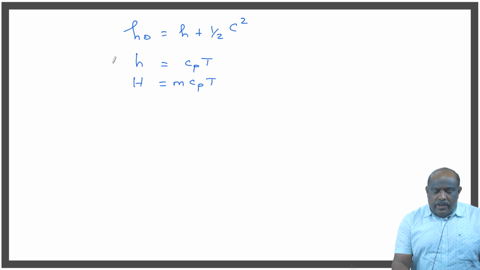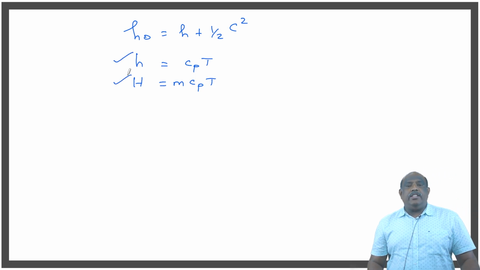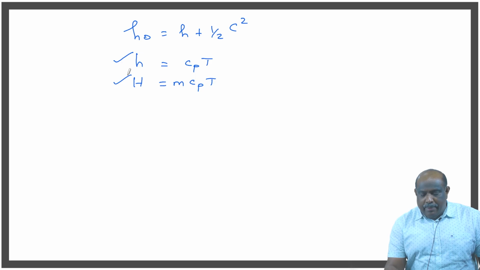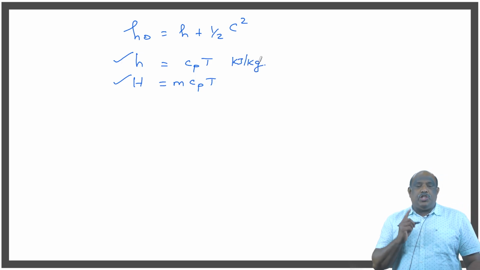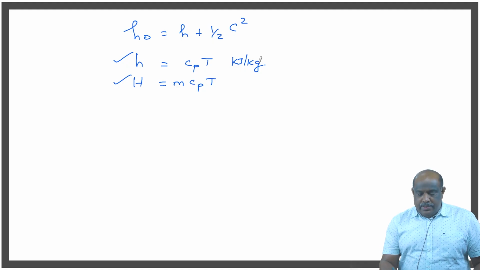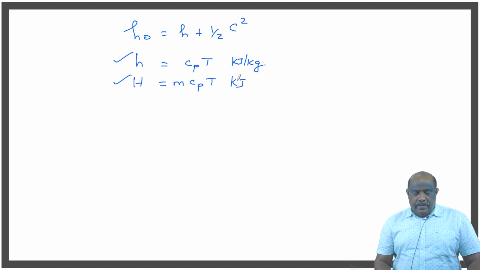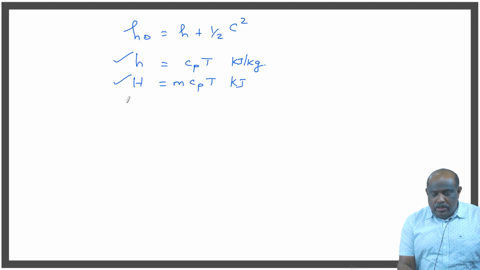What is the difference between small h and capital H? Small h is called specific enthalpy. Its unit is kilojoule per kilogram or joule per kilogram. Whereas the unit of H is only kilojoules or joules. So the unit of capital H is kilojoules.